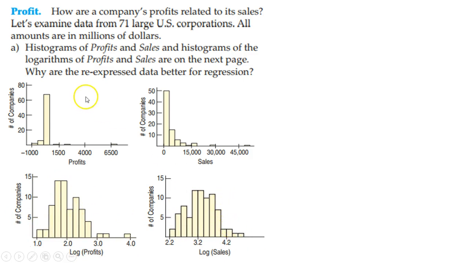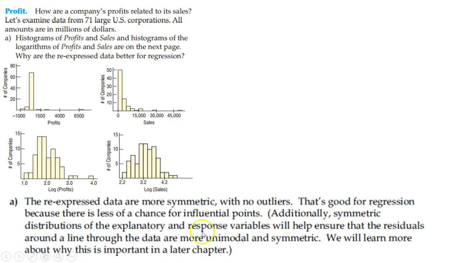To see a difference. And it says, why are the re-expressed data better? Because now I can see more with them. I can see more of a symmetrical shape with them as well to make it helpful. I see more symmetry, which means very few outliers, if any. That's good for regression because there's less of a chance for any kind of influential points. Additionally, symmetric distributions of explanatory and response will help ensure that the residuals around the line through the data are more unimodal and symmetric, and we will learn more about why this is important later. For the time being, symmetric data is more helpful.